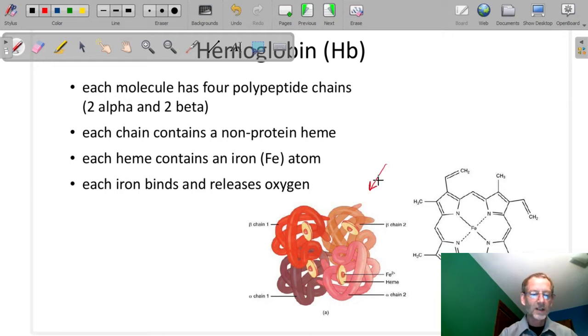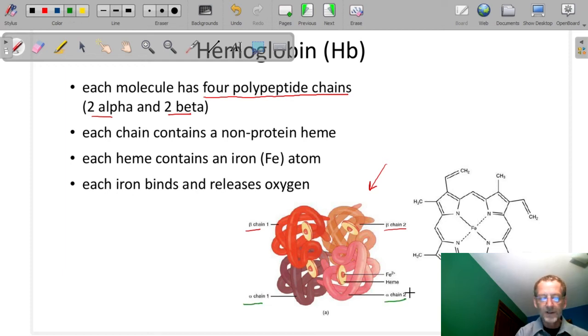There's a single molecule. It's made up of 4 individual polypeptide chains. There are 2 alpha chains and 2 beta chains that you don't really need to remember, other than that there are 4 polypeptides. There's a beta 1, beta 2, and there's an alpha 1 and an alpha 2. Okay.